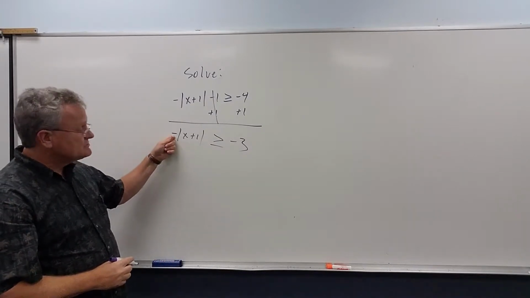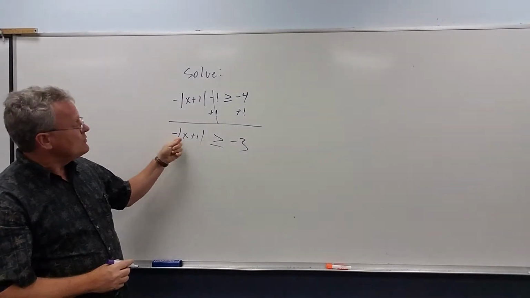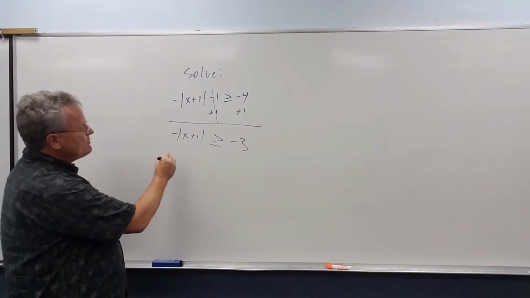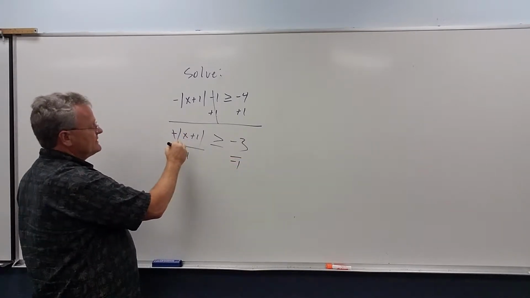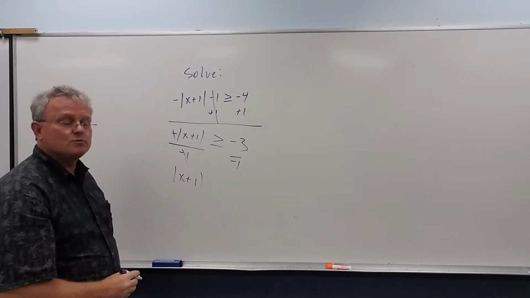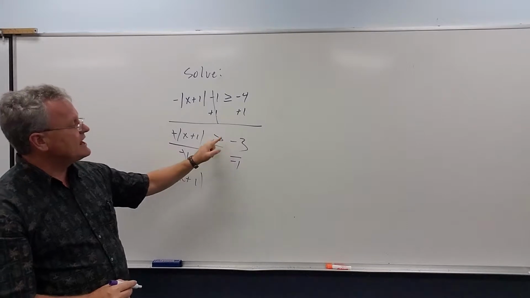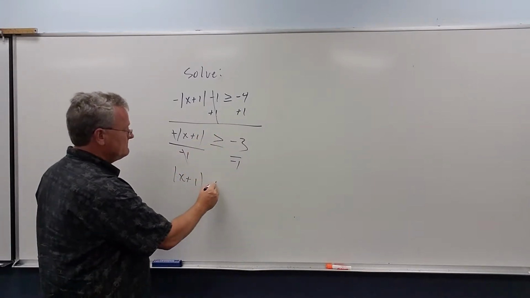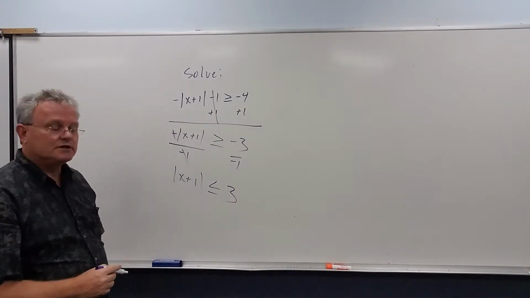Now we want the absolute value by itself, not a negative in front. So we want to divide or multiply both sides by -1. These negatives cancel and I'm left with the absolute value of x plus 1. Well, whenever we divide or multiply by a negative, we got to reverse the inequality. -3 over -1 is +3.